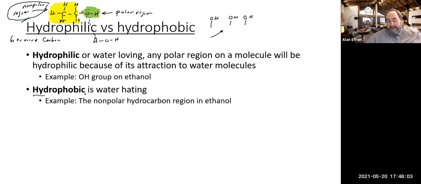Hydrophobic, on the other hand, is basically water-hating. It doesn't like water. The non-polar hydrocarbon region of ethanol, which is the yellow part here, by the way, is that hydrophobic part. So if we look at ethanol, which is what I drew up here, the green part would be hydrophilic, and the yellow part up here would be the hydrophobic region, the part that doesn't really like water.